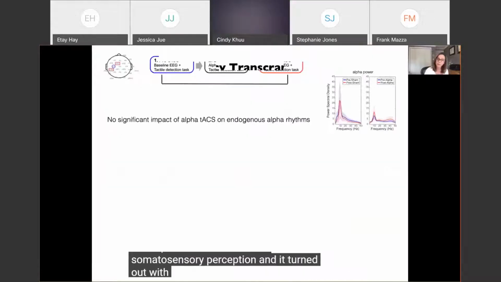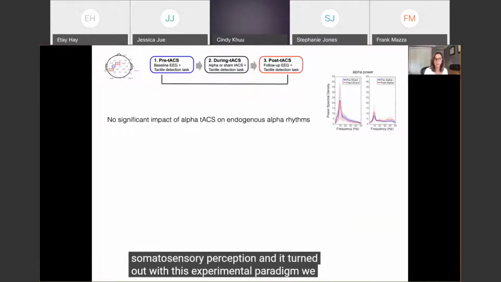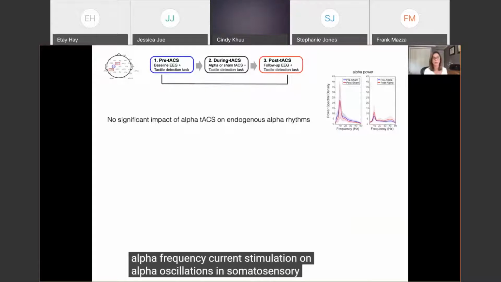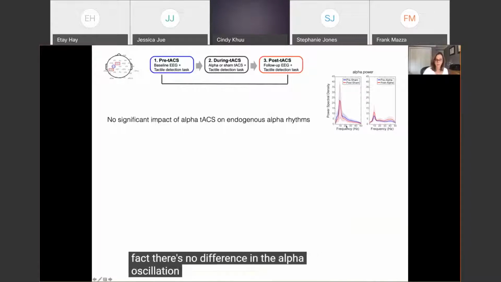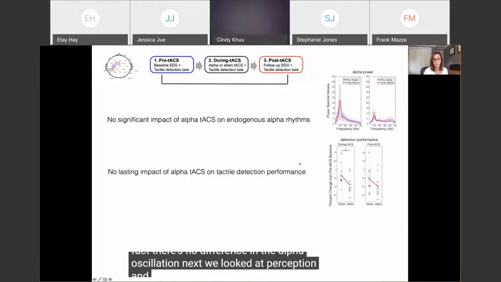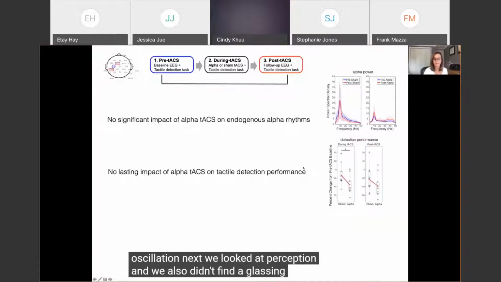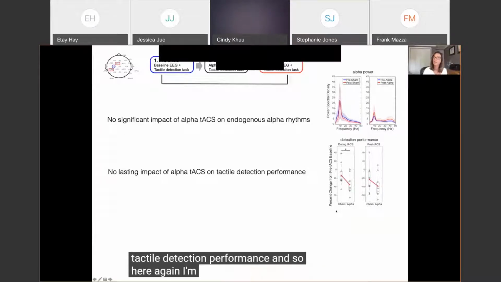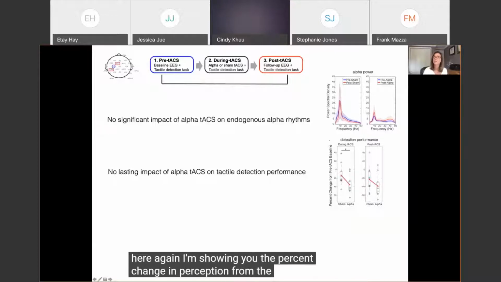And it turned out with this experimental paradigm, we did not find a significant impact of alpha frequency current stimulation on alpha oscillations in somatosensory cortex. So here I'm showing you alpha power in the sham and alpha stimulation condition, pre compared to post. In fact, there's no difference in the alpha oscillation. Next, we looked at perception, and we also didn't find a lasting impact of alpha frequency stimulation on tactile detection performance. And so here again, I'm showing you the percent change in perception from the baseline pre-tACS condition in the sham and the alpha condition.